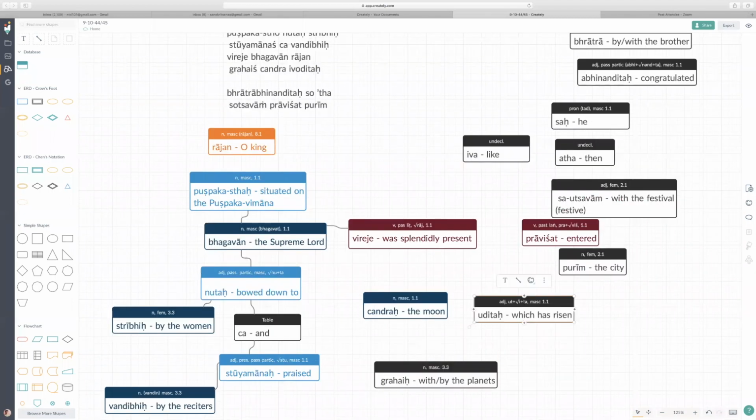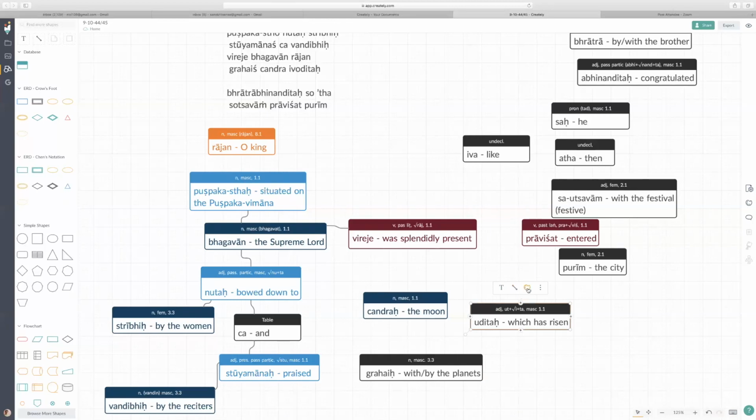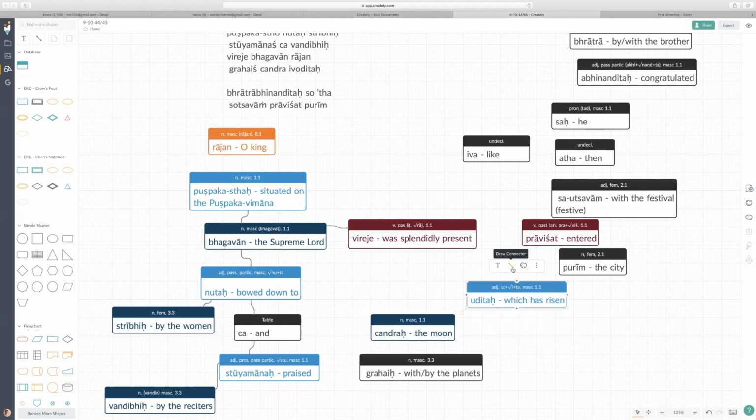But what's the idea? It's not just about rising, I think. It's the similarity between Bhagavan and the moon. Bhagavan, splendidly, goes with the moon. Grahai, what is the parallel for the planets in the analogy? From our main sentence, you can even see by the case. Stribhihi and Vandibhihi. Yes, Stuyamanaha, Nutaha. Yeah, I also think so. With the planets, the moon, this is the description of Chandra, the moon that has risen.